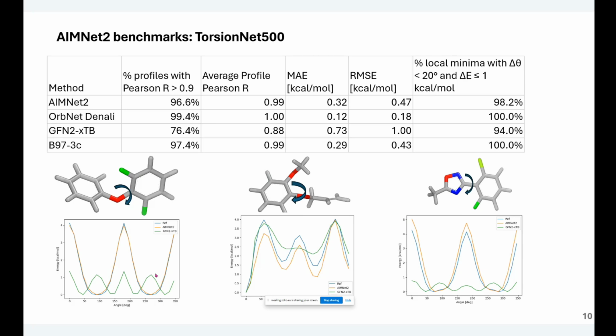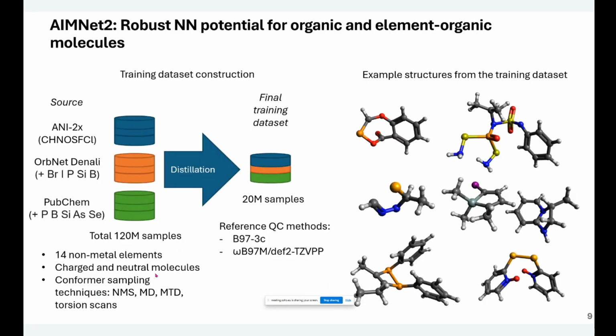A few benchmarks. One is very important. People use it a lot. Torsion scans. By the way, I forgot to mention, for AIMNet we use two methods. One is the cheap B97-3C, which you can see as the model in AMS. Another one is omega B97M with a triple zeta basis set. It's a range-separated hybrid. It's one of the best DFT functionals available in the market, though it's pretty expensive to calculate, even for these small molecules.